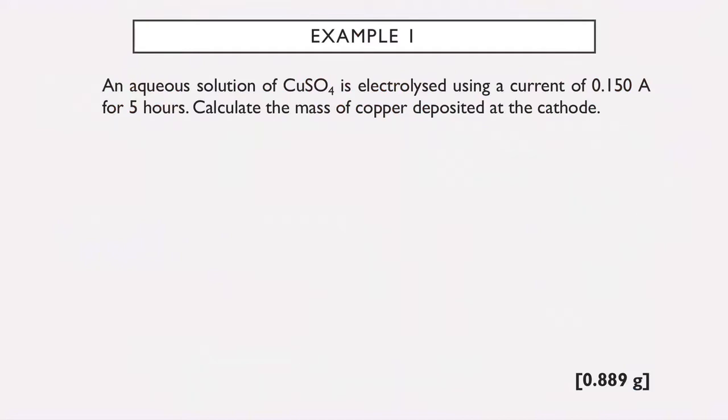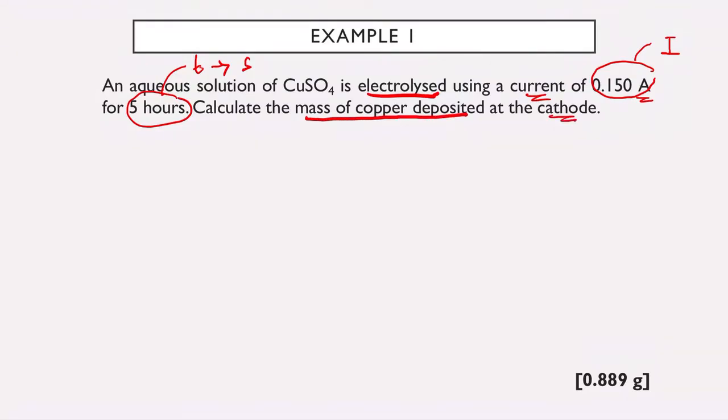So let's look at the first example here. An aqueous solution of copper sulfate is electrolyzed using a current of 0.150 ampere. That will be your I. The current is in ampere, for 5 hours. That's your time, and you can change that into seconds. Calculate the mass of copper deposited at the cathode.